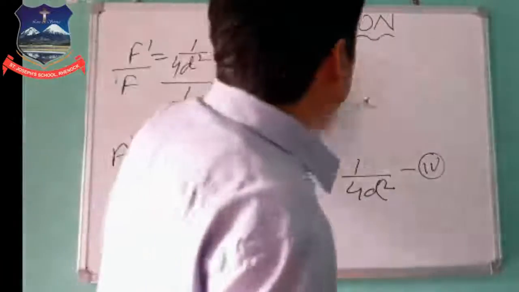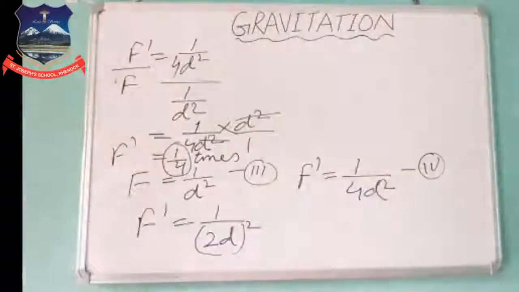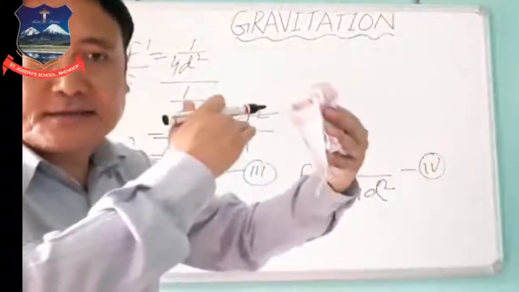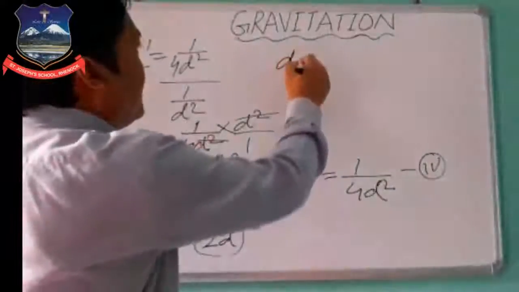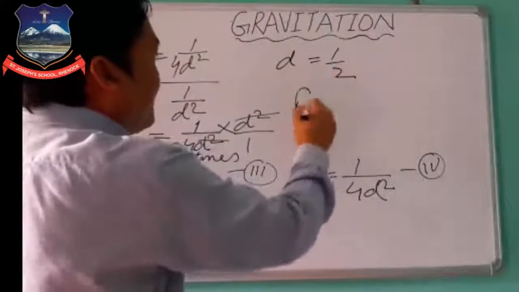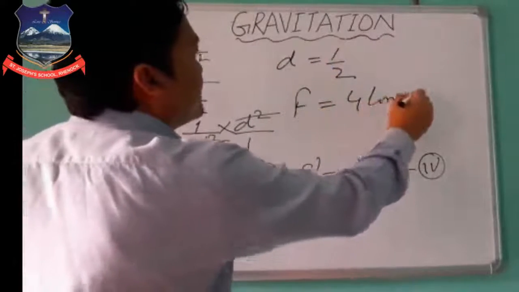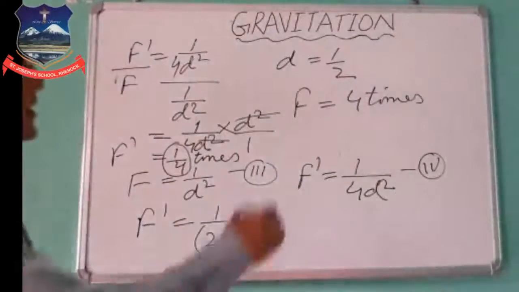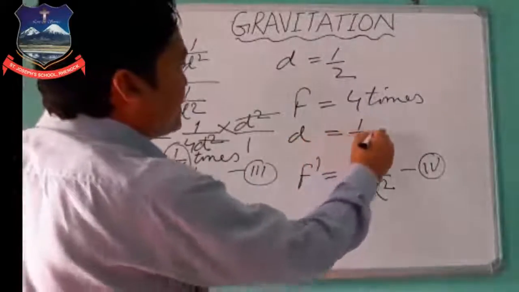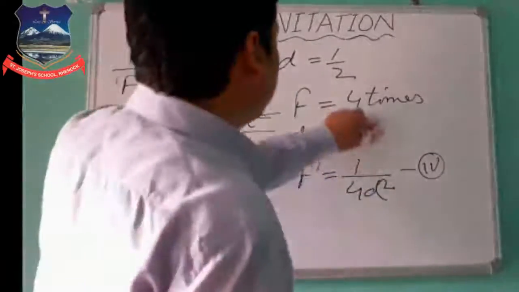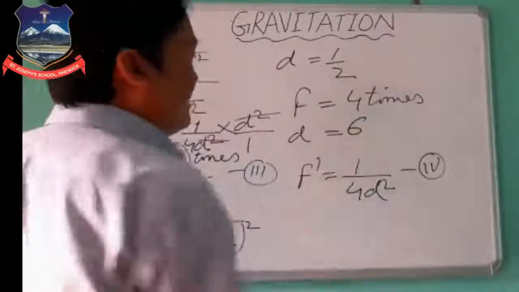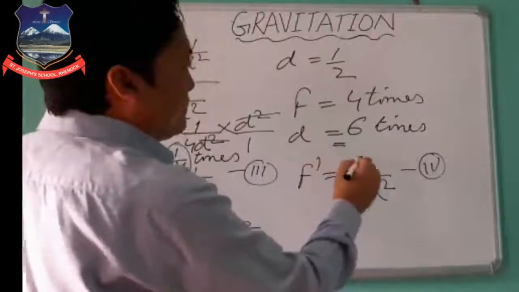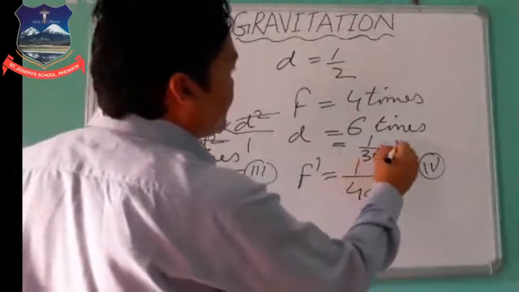Similarly, if the distance becomes half, that means you reduce the distance, then the force of attraction will become 4 times. That means it becomes more. Similarly, if you take the distance as 6 times, then the force of attraction will become 1 by 36 times.